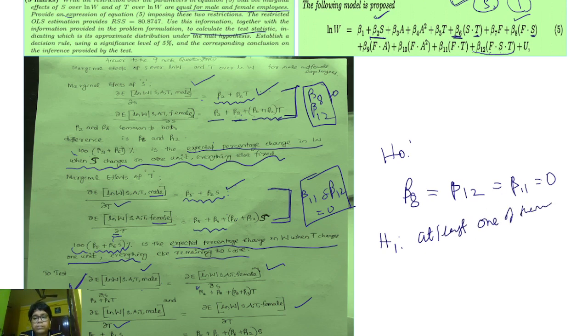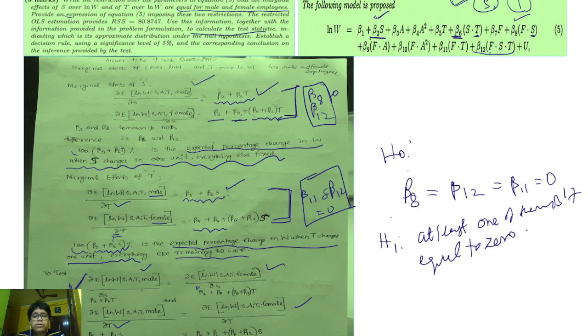So that means our hypothesis will be done in that way. Our null hypothesis is that beta 8 equals beta 12 equals beta 11 equals 0. And our alternative hypothesis is that at least one of them is not equal to 0. Okay, so this is our null hypothesis and alternative hypothesis.